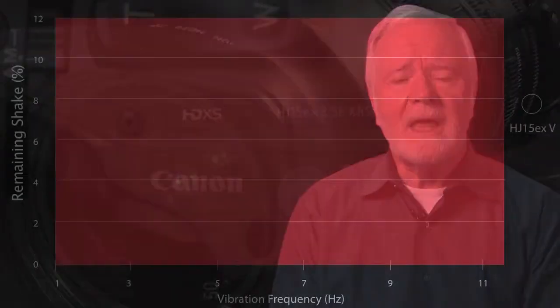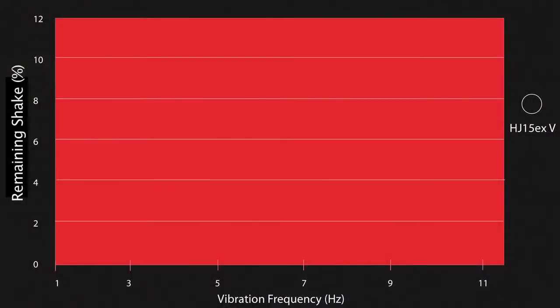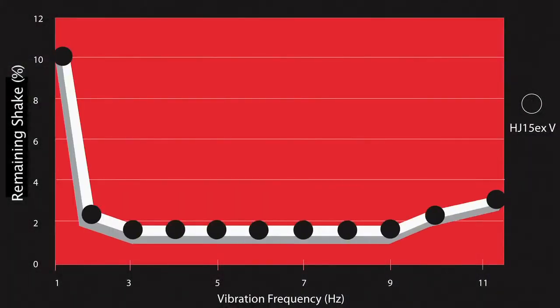Now, when I say the correction's very, very good, let me put some facts on that. The diagram I'm now showing is a curve, as you can see. And what that's showing you is frequency from about 1 hertz up to 11 or 12 hertz. That's where most of the disturbances and vibrations will take place.